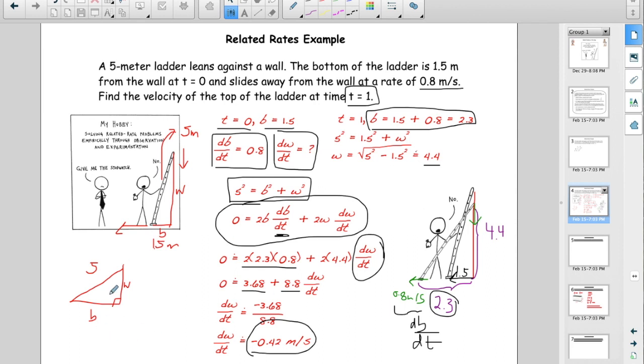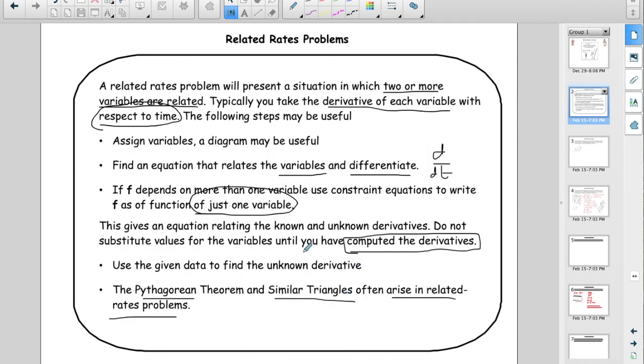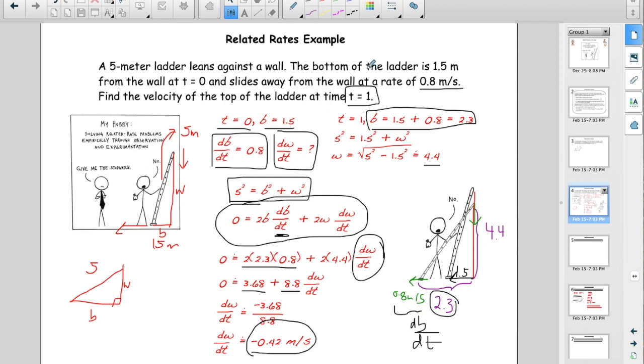All right, so that was an example of how related rate problems work. You've got the equation, you differentiate everything with respect to time, and then remember how I mentioned here, do not substitute until you've computed the derivatives. That's what I'm talking about here. The point in time we were interested in was 1 second, and we did not do any substitutions up front here, like plugging in what we thought B and W were. You have to take the derivative first before you plug those in. Otherwise, you're not going to be able to get any rates of change.